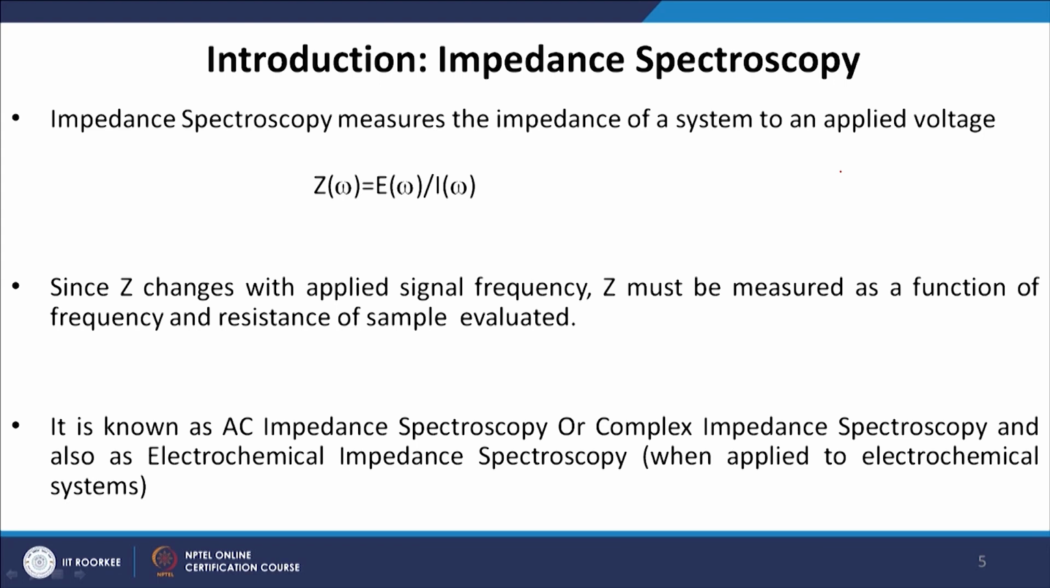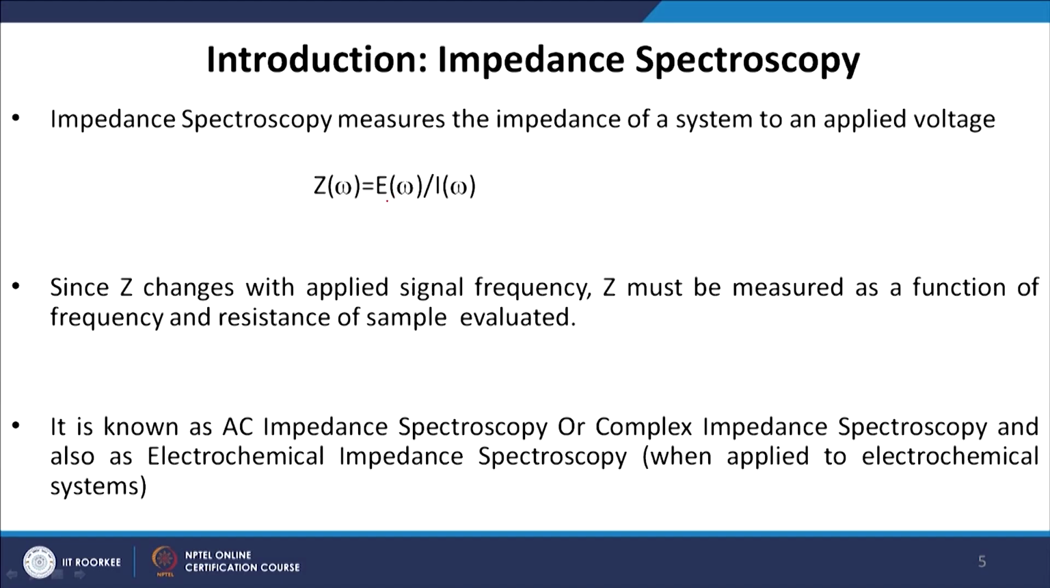Okay. So, impedance spectroscopy measures the impedance of a system to the applied voltage. As I said, it is a function of the frequency. Now, we are applying a voltage, the potential, which is a function of the frequency, E is a function of omega, and the current also becomes an AC current, which is a function of the frequency. It contains the excitation frequency as well as its harmonics. So, that is why the impedance is also a function of omega.